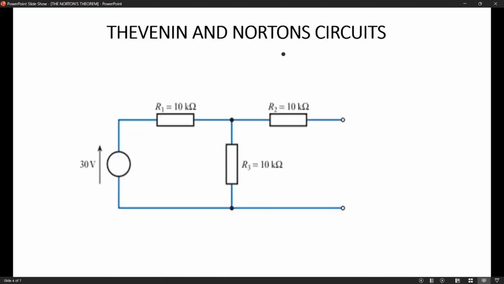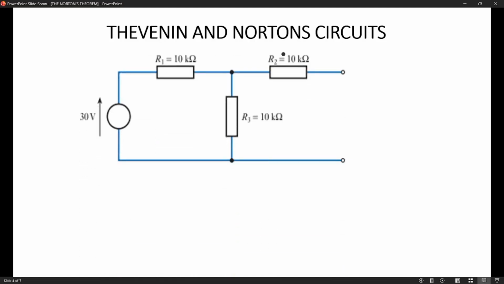Okay, let us take an example. If you look at this circuit that is given to us, it says that we should find the Norton's equivalent circuit and the Thevenin's equivalent circuit of this complex circuit. So first of all, I have to look at the output, where the end of the terminals are.